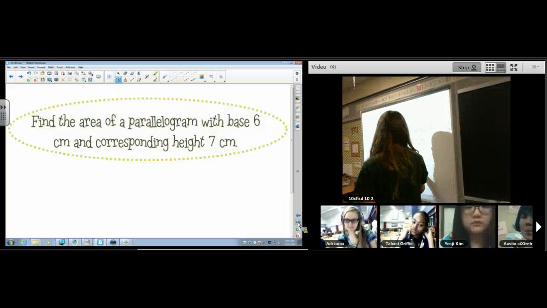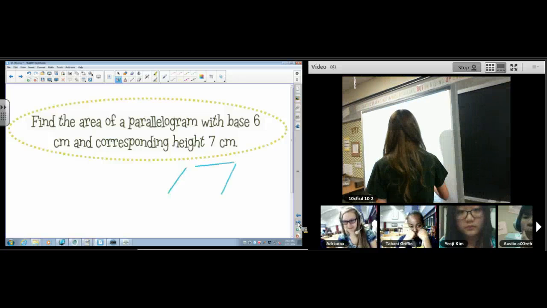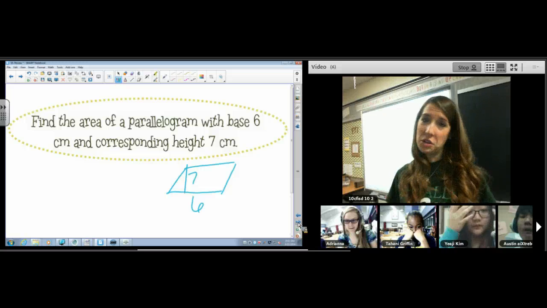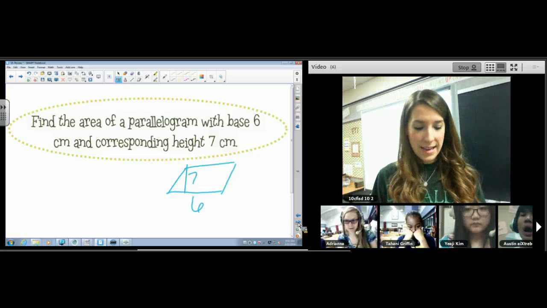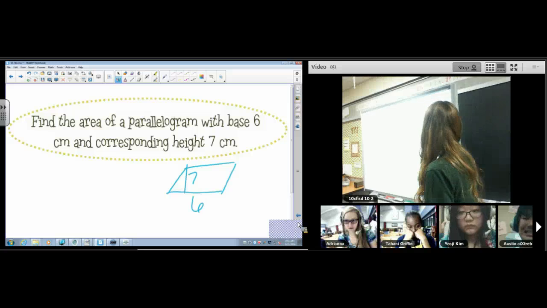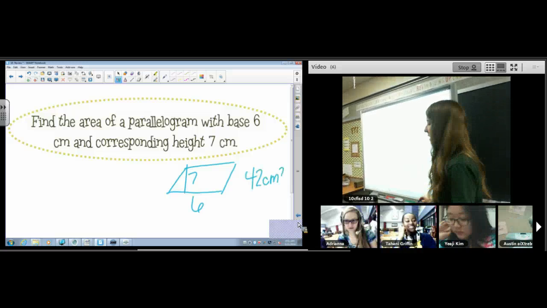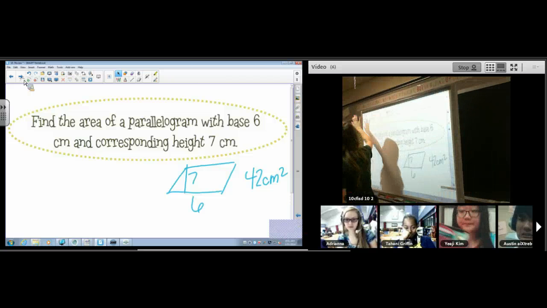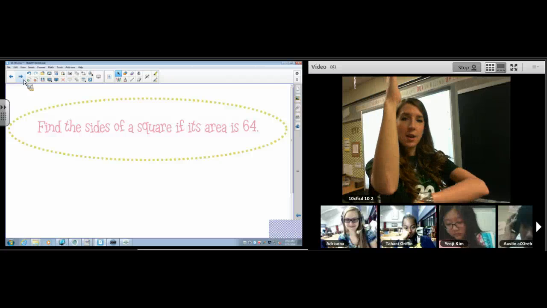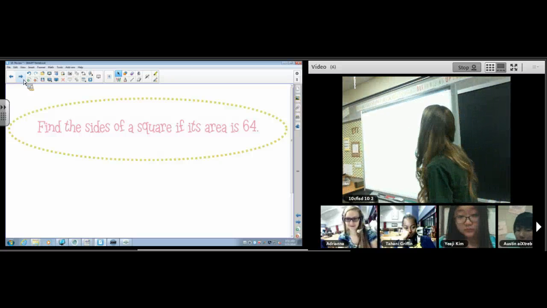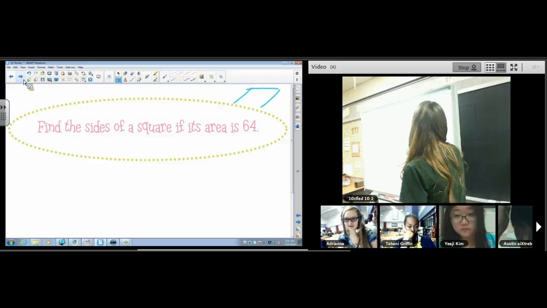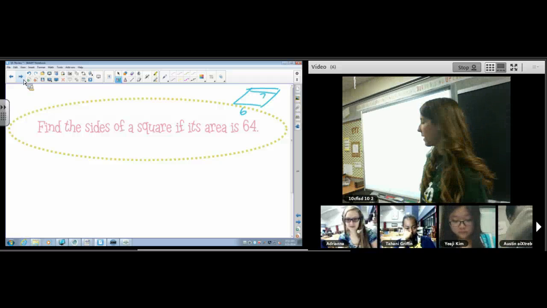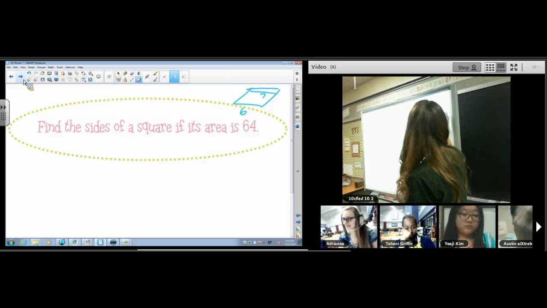Let's move on to find the area of a parallelogram. The good news is all you need is a base and a height. Don't divide by 2 because it's not a triangle, so base times height is simply 42 centimeters squared. End of story. Corresponding height just means that's the height that goes with that base, because they could have given you this base and then said that height was 7. That's just what corresponding means. It means they go together. All right.